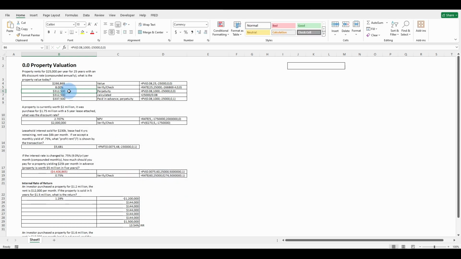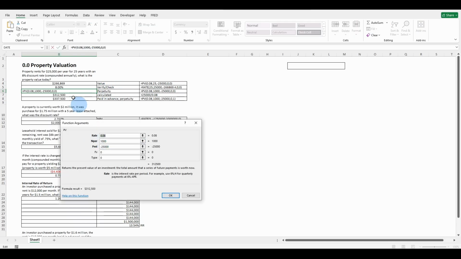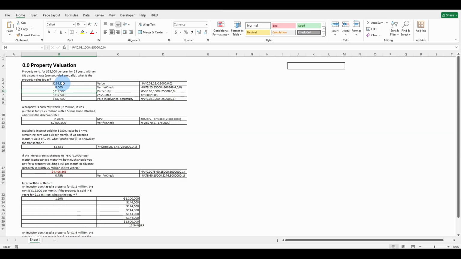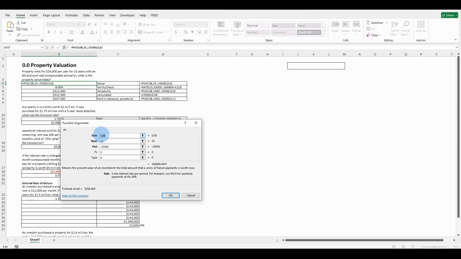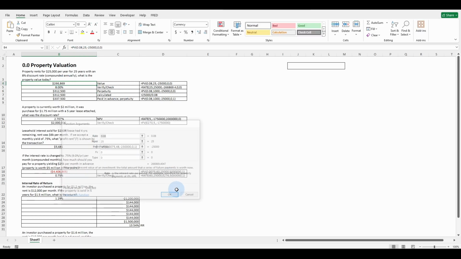A perpetuity, here again, we're using this perpetuity. We use number of periods. The other one showed 25. We go here, we're going to have number of periods, it's 25. But if a perpetuity, if we use 1,000, we get a value of 312.5. If you are receiving your rents at the beginning of the month, as opposed to the end of the month, you can see how much of a difference there is.